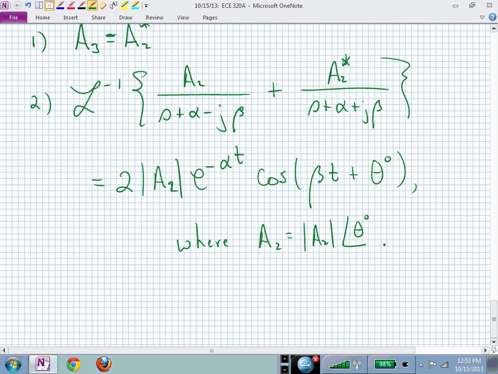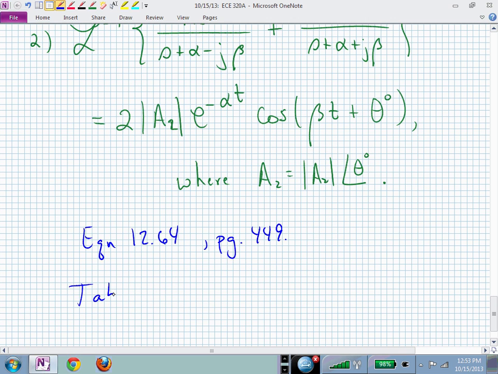The notation may be a little bit different, but this is consistent with equation 12.64 in the most recent edition of your textbook on page 449. And you can also find that in addition to other transform pairs in table 12.4, table 12.3 on page 453. Questions on this technique for distinct roots?